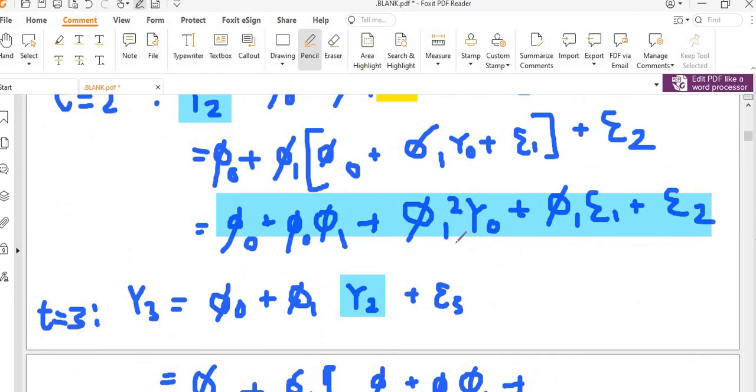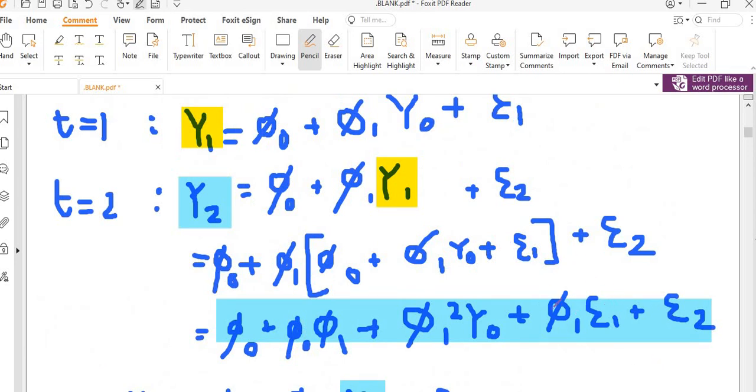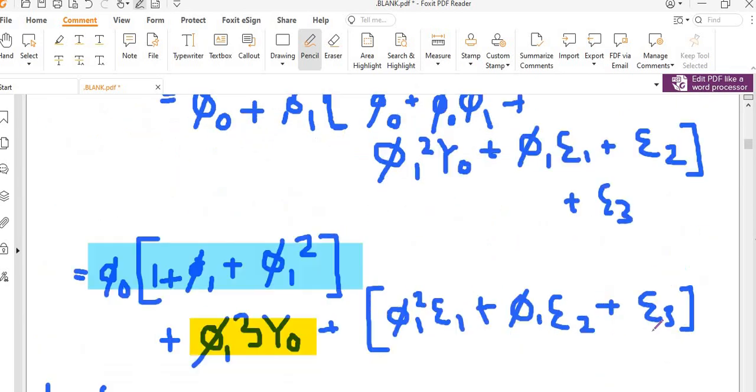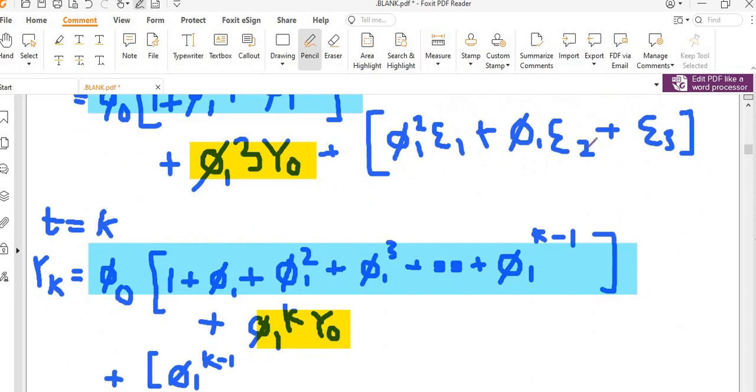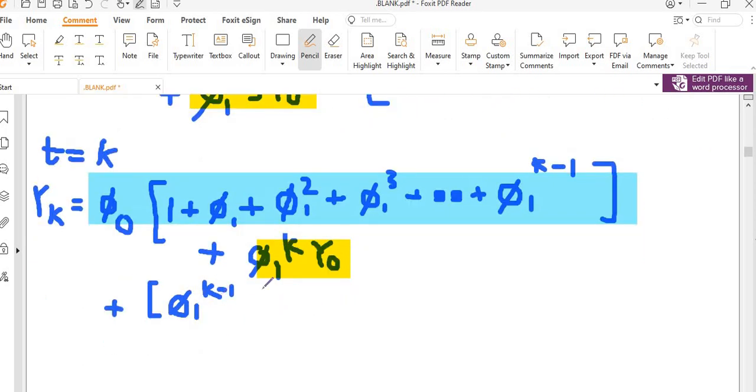See, the highest power always belongs to epsilon 1. Here you just have phi 1 and it belongs to epsilon 1. So epsilon 1 always has the coefficient with the highest power, because epsilon 2 has phi 1 to the power 0. Similarly here, epsilon 1 has phi 1 square, the highest. Then you have epsilon 2 which has phi 1 and epsilon 3 which has phi 1 to the power 0. That is nothing. So the highest power belongs to epsilon 1.